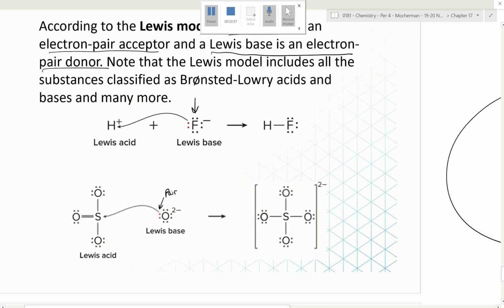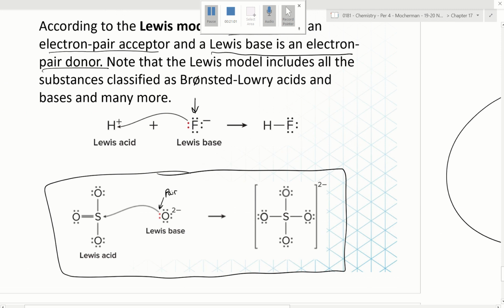As you see, in this bottom one here, there's no H plus or OH minus, therefore it can't be the Arrhenius definition of acids and bases. It also doesn't have any protons being donated or accepted, therefore it's not a Bronsted-Lowry acid or base, but it is an acid-base reaction based on the Lewis definition.